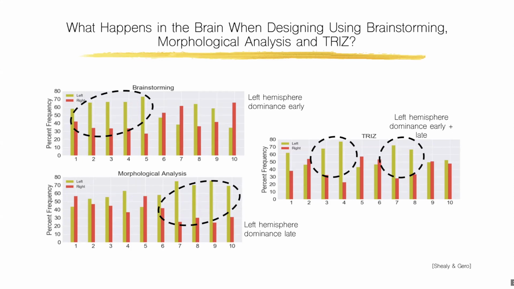So brainstorming has left hemisphere dominance early on. Morphological analysis has left hemisphere dominance later on. These are all deciles across the horizontal axis, because remember, time plays a dominant role in design. TRIZ, it's everywhere.